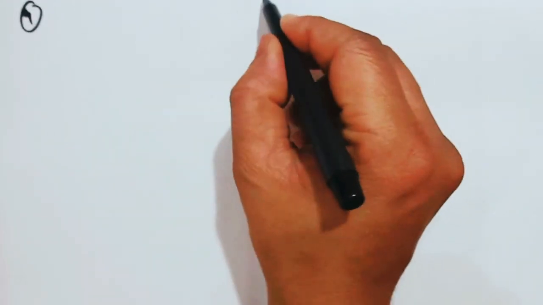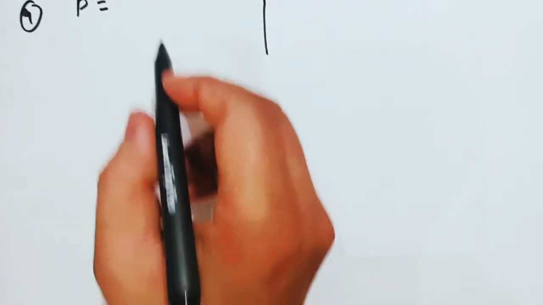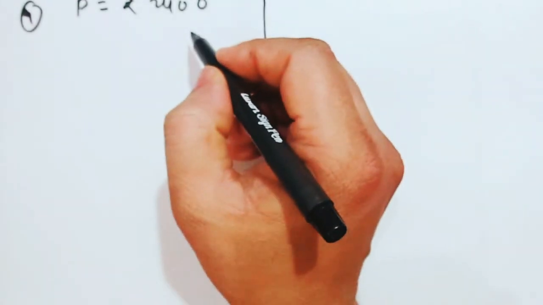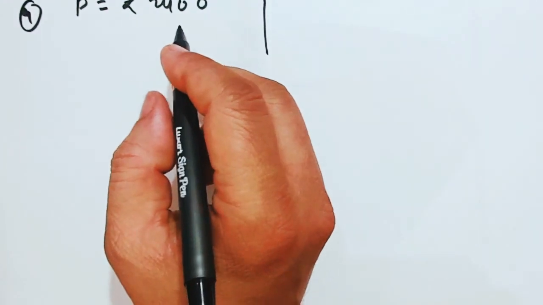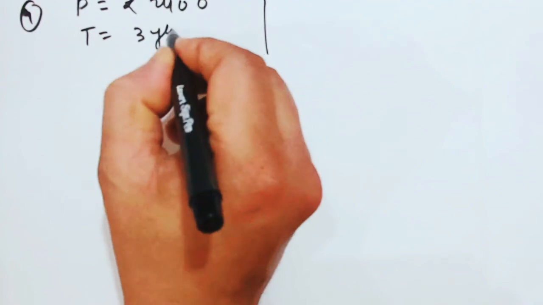Number 9, if the interest on rupees 2400, okay, so see here, principal is equal to how much? Principal is equal to rupees 2400, isn't it? Principal is equal to 2400. Here they have given you time also, 3 years.